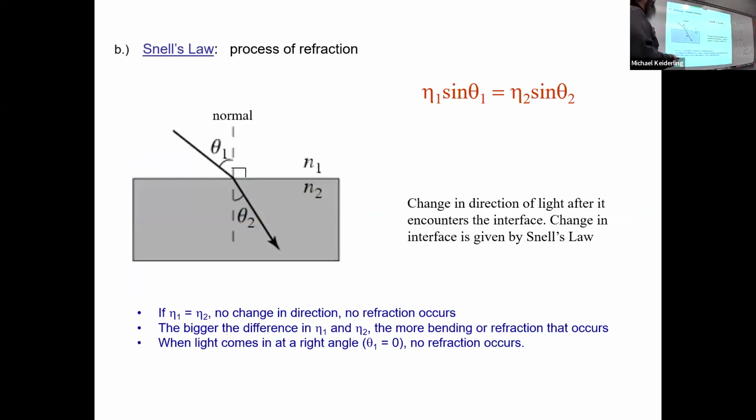The amount of refraction is determined by what's called Snell's law, where there's the index of refraction. The index of refraction in the first medium times the sine of the angle to the normal equals the index of refraction in the second medium times the sine of the angle to the normal in the second medium. So when you go into something with a higher index of refraction, you bend closer towards the normal. And when you go into something with a lower index of refraction, you bend away.